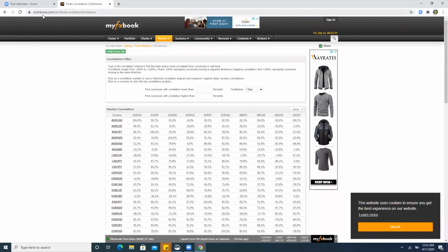The way I do it is I use fxbooks.com. You can go to market and then go to correlation right here and it'll give you this page here. So definitely add this to your arsenal of trading, and hopefully this is a good tool for you to use because it's been a great tool for me.